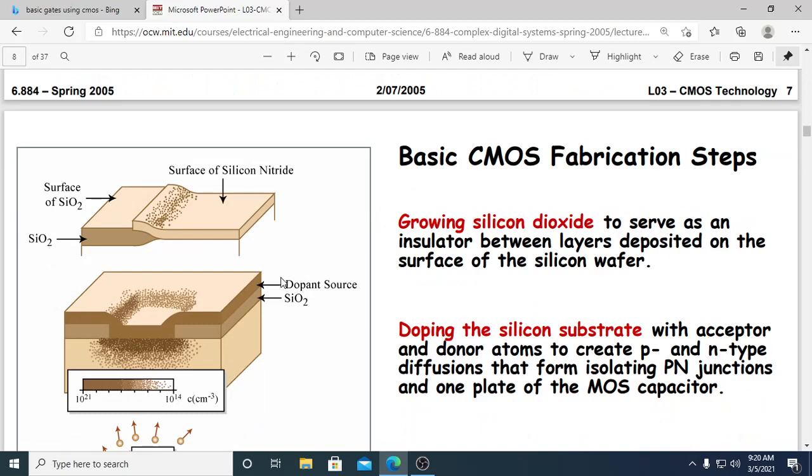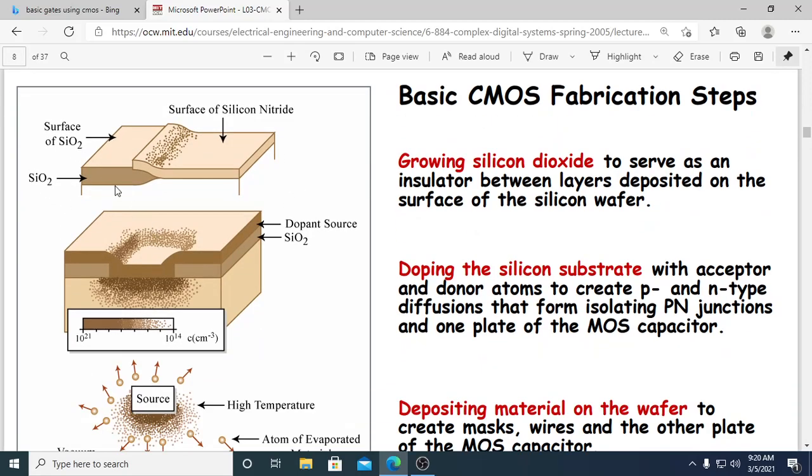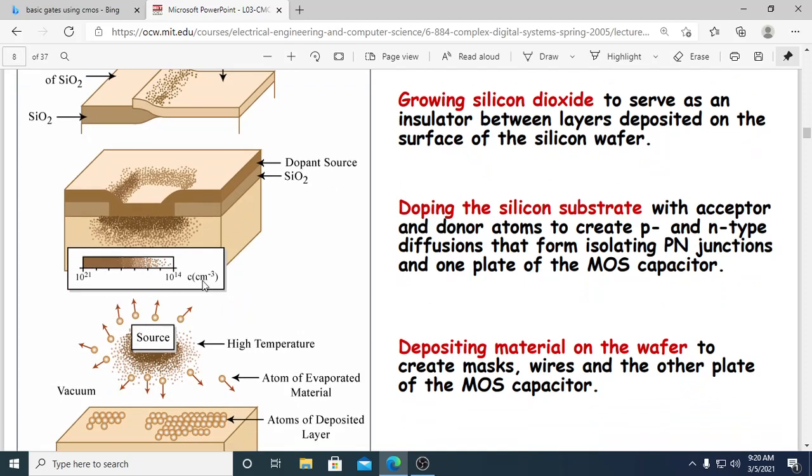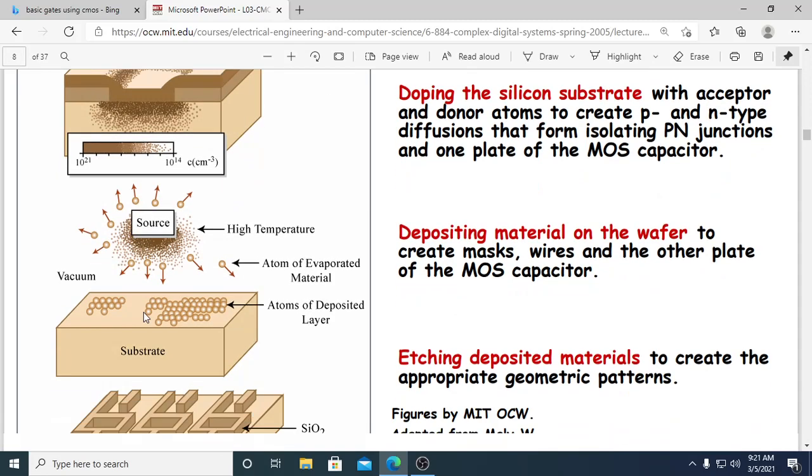I have described this thing before. It looks like this, and you can imagine the area, which is very small, something like 10 raised to the power of 21 centimeter cube.